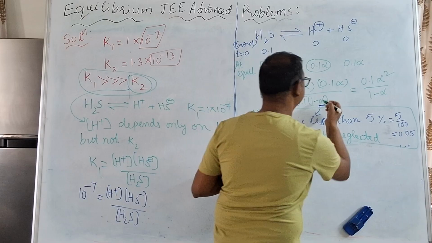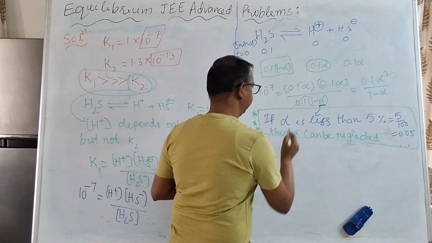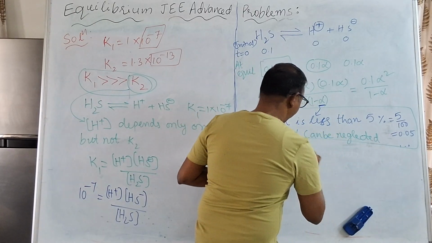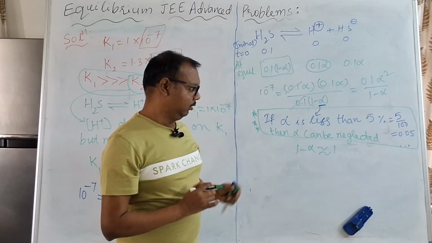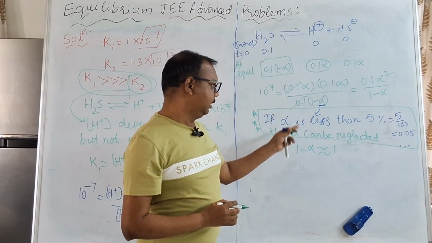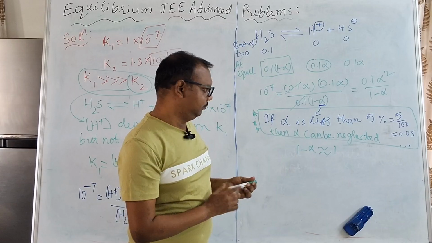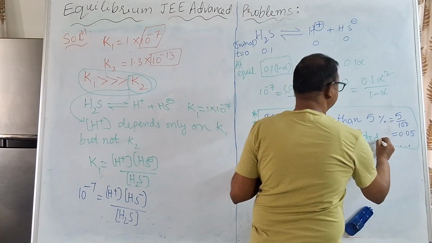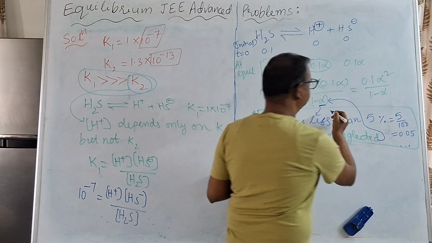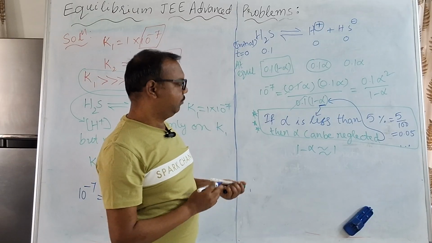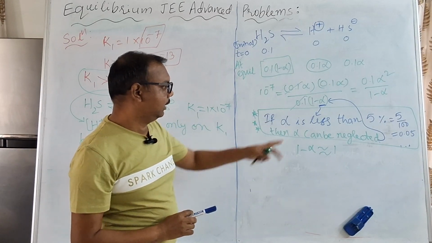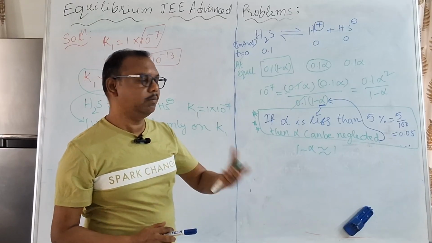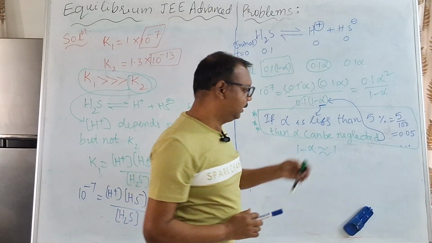Alpha can be neglected in the denominator. In the denominator, that means 1 minus alpha becomes 1, approximately 1. Alpha can be neglected in the denominator. You have to keep that in mind, right? Therefore, if it is less than 5%, then it can be neglected. Not only for this problem, every problem we have to apply that. Keep that in mind, everyone.